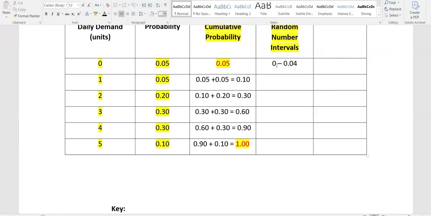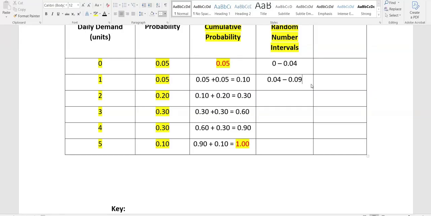Then, essentially, you're going to pick up 1 unit above the upper limit. What is the upper limit in the first interval here? It has a lower limit of 0 and an upper limit of 0.04. So you pick up at 0.05 in the next cell, to 1 unit less than the cumulative probability you're in line with. So the upper limit is always going to be 1 unit less than the cumulative probability you're in line with.